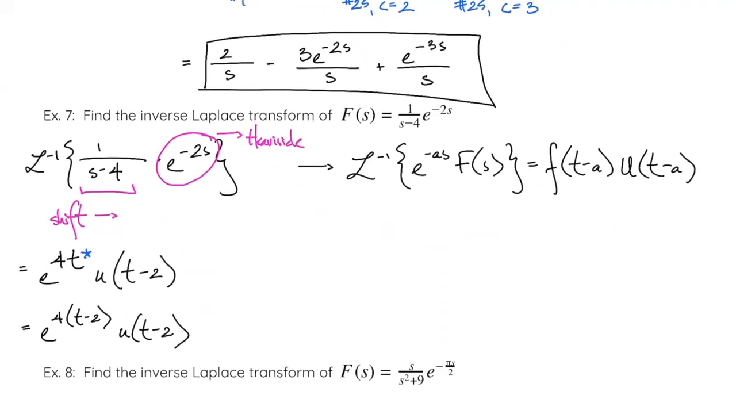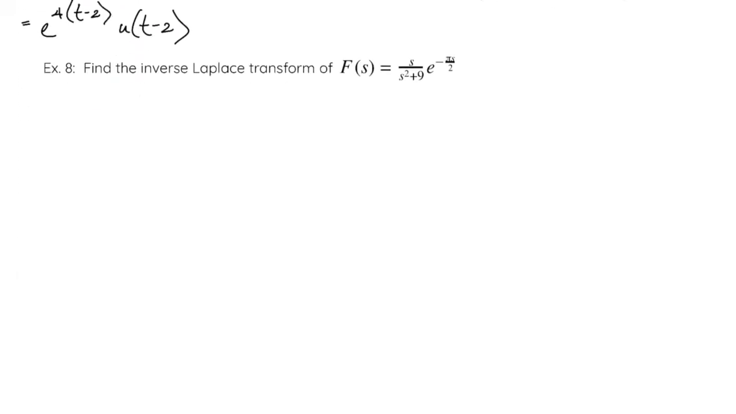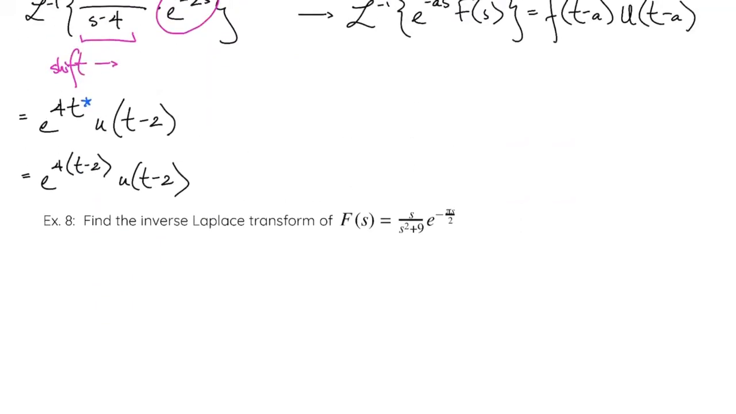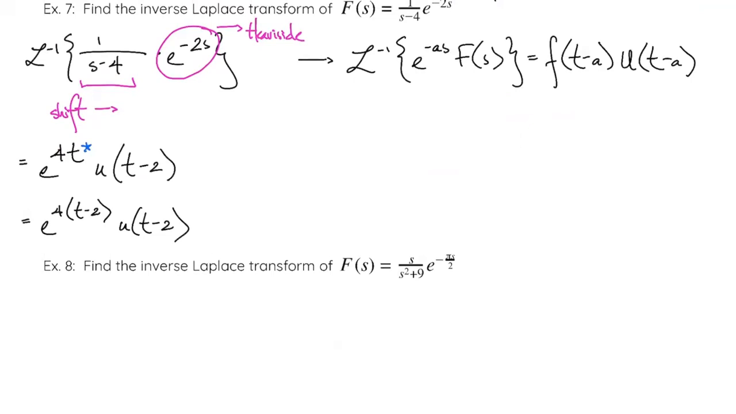All right, I think we'll probably have time for 1, maybe 2 more examples. Let's see how this goes. All right, so example 8 says find the inverse Laplace transform of s over s squared plus 9 times e to the negative pi s over 2. Okay. So let's see what we have here. Let's keep this one up on the screen while we're working on it.